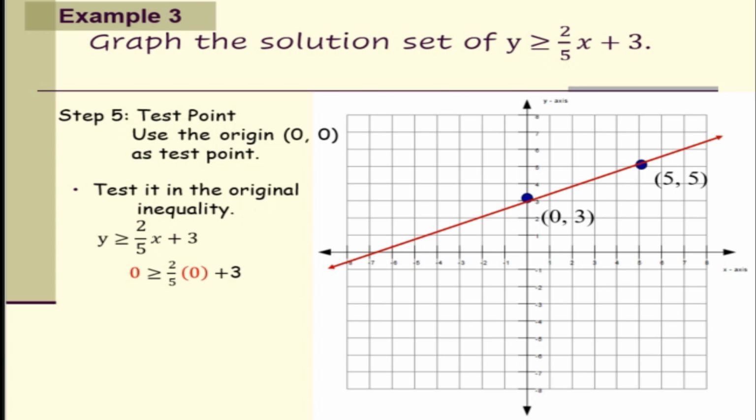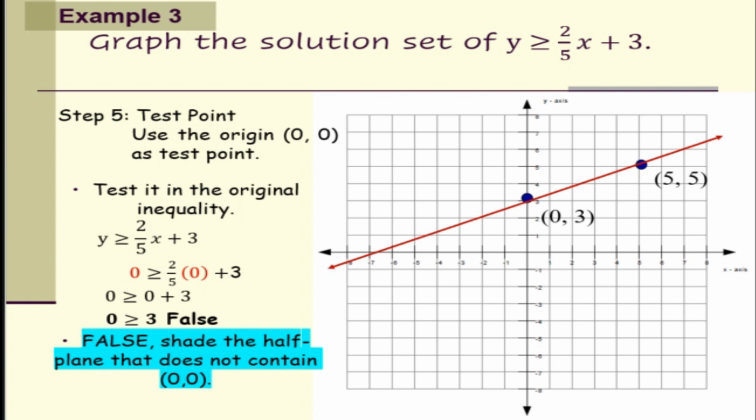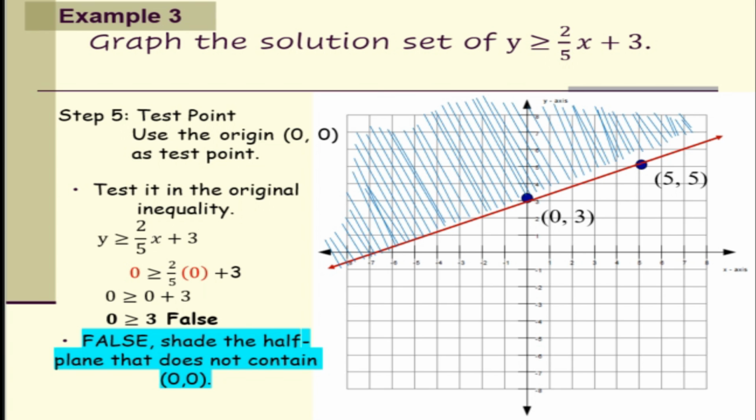We have 0 is greater than or equal to 2/5 times 0 plus 3. The result is 0 is greater than or equal to 0 plus 3, or 0 is greater than or equal to 3. This statement is false, and if the statement is false, shade the half plane or the region that does not contain (0, 0). So in here, the shaded region is the region opposite the side of the origin.